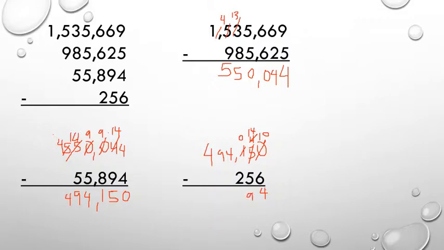Okay. So you borrow here. 3 becomes 3. So this one becomes 10. So 10 minus 2 is 8. Then you don't have another number. So you have here 3, 9, and then 4. Basically, the answer for multiple subtraction will lead us to 493,894 from 1,535,616. Okay.